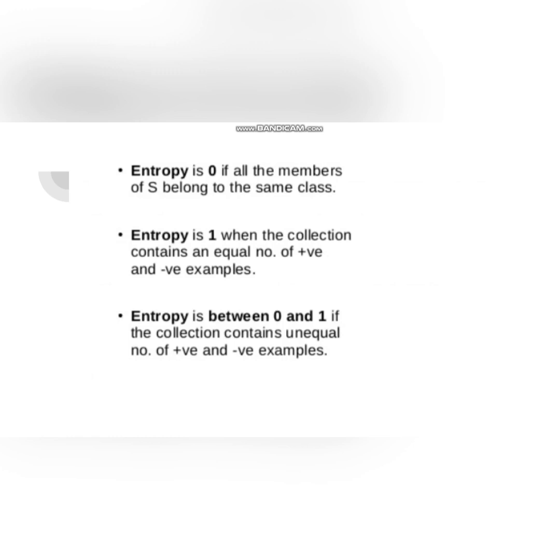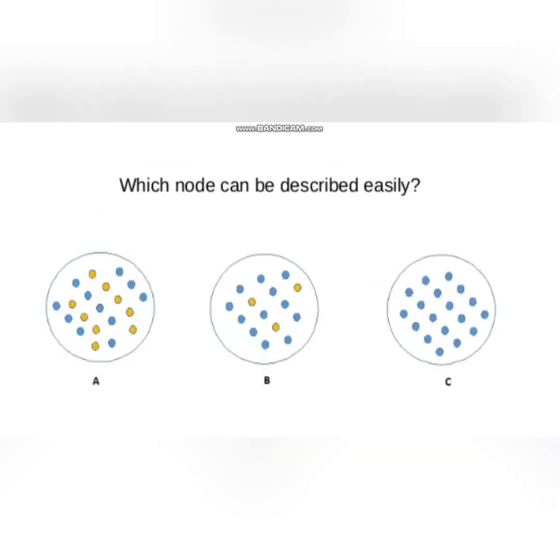Entropy is between 0 and 1 if the collection contains an unequal number of positive and negative samples. Here class B has more blue and only 3 yellow samples. So entropy is between 0 and 1. I hope you are understanding what entropy means. It means how pure our node is, how pure our classification is.